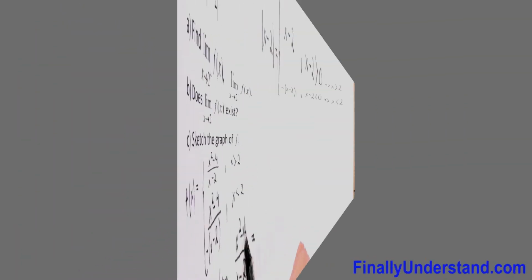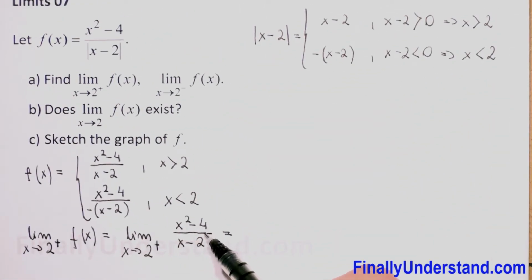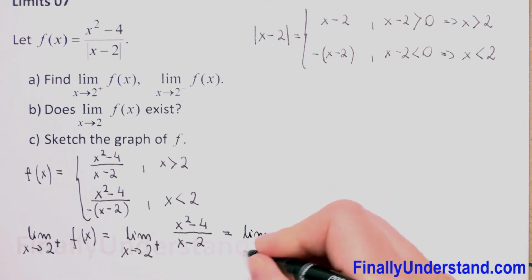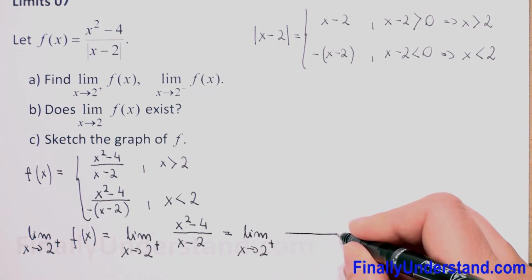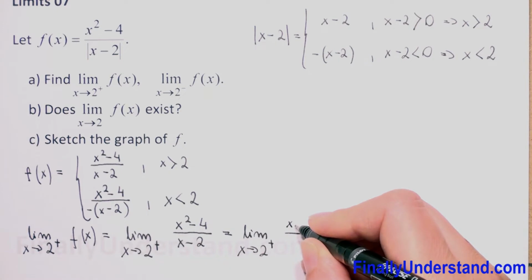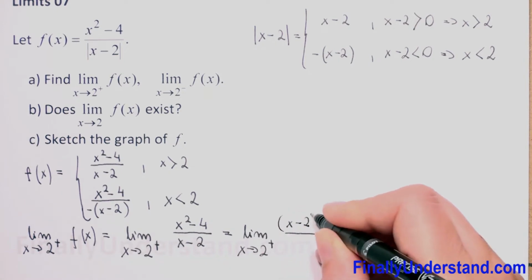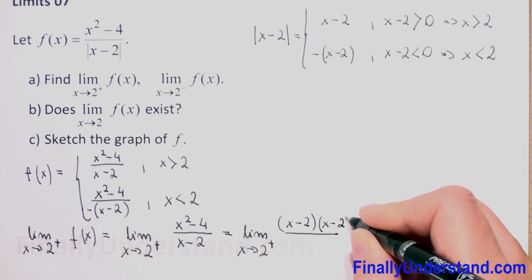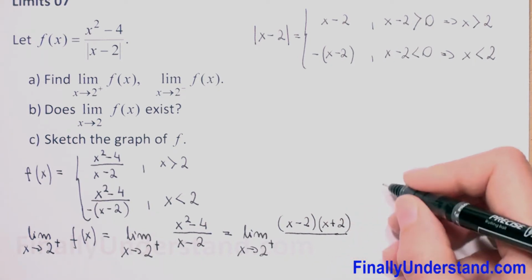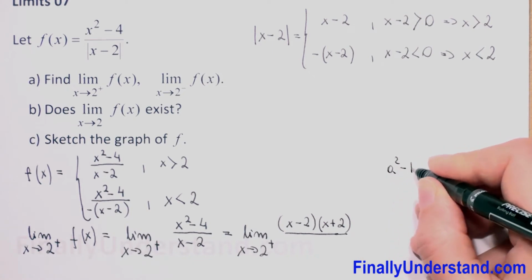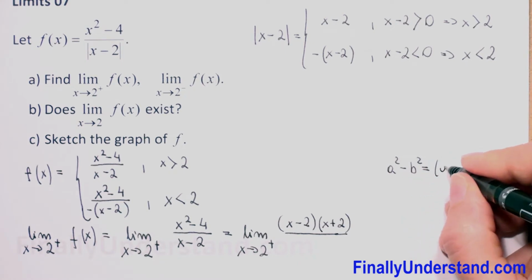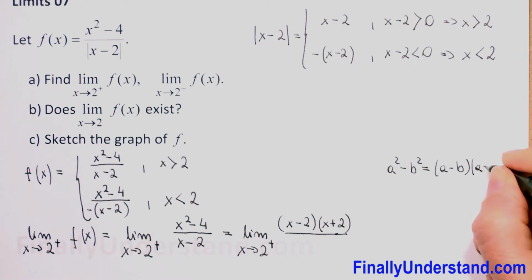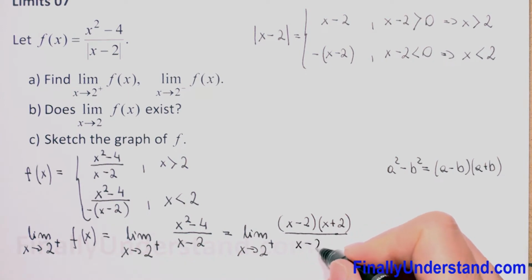Let me copy the limit as x approaches 2 on the right. We have x squared minus 4. We can rewrite it as x minus 2 times x plus 2. I just use the formula a squared minus b squared, the difference of squares, which is equal to a minus b times a plus b. And in the denominator we have x minus 2.